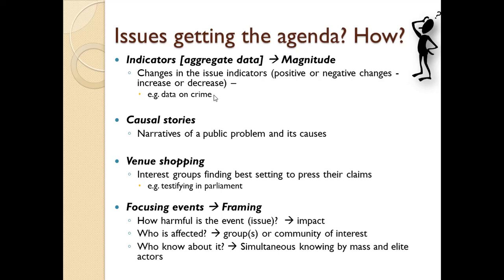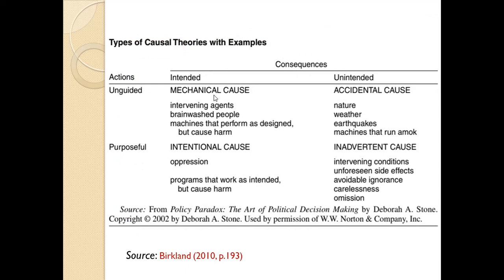There's also the way the problems are framed, or in other words, focusing events, which could also determine whether the problem makes it on the agenda or not. For instance, the focus of the event could be on how harmful it is, who is affected, what groups or communities are affected, or who knows about it. So simultaneous knowing by the mass and the elite actors could create a window of opportunity for attracting attention to that particular problem. So here you have some types of causal theories with examples.